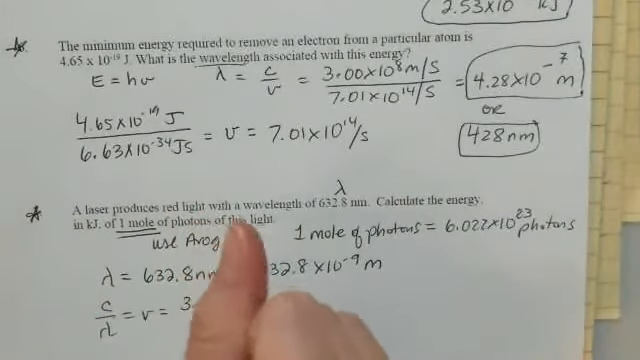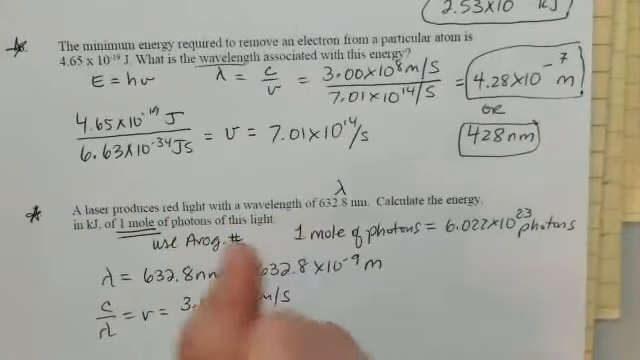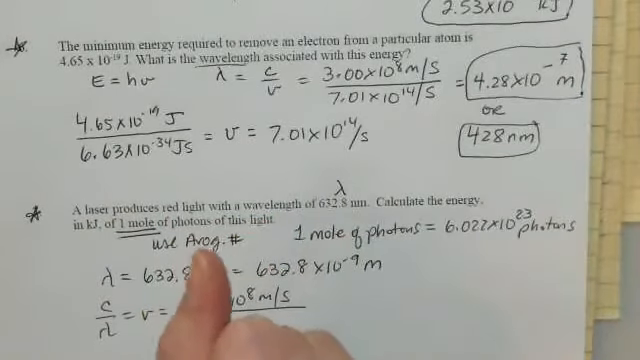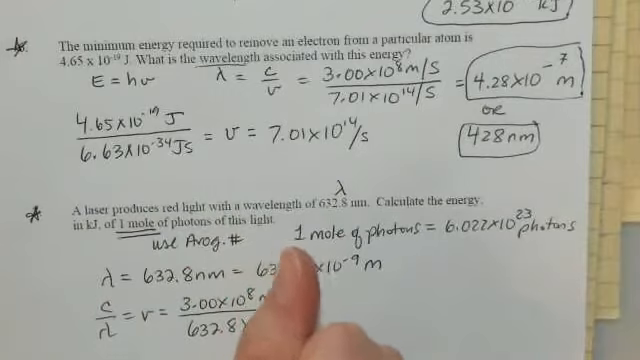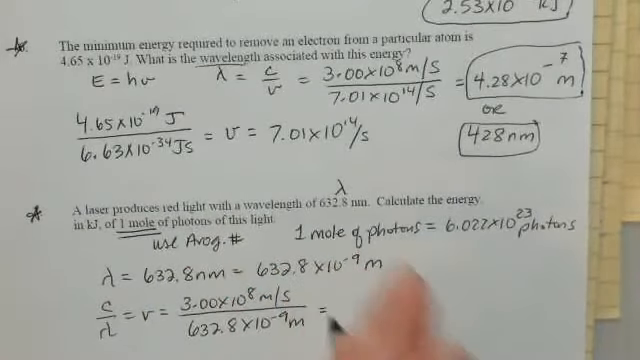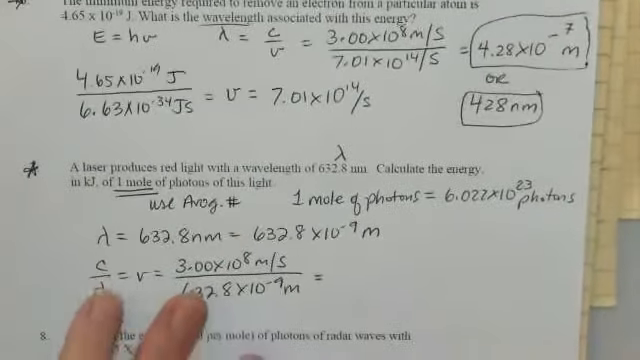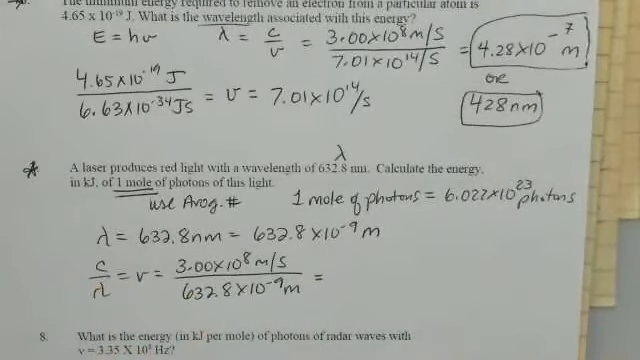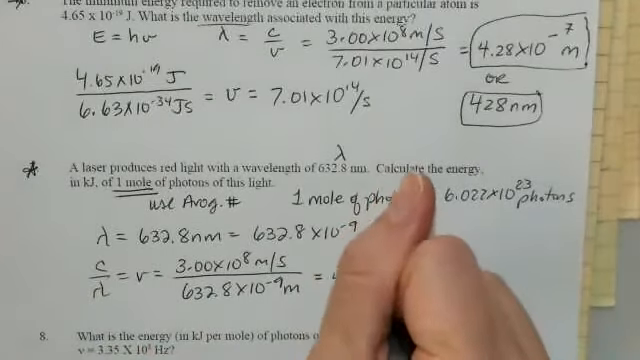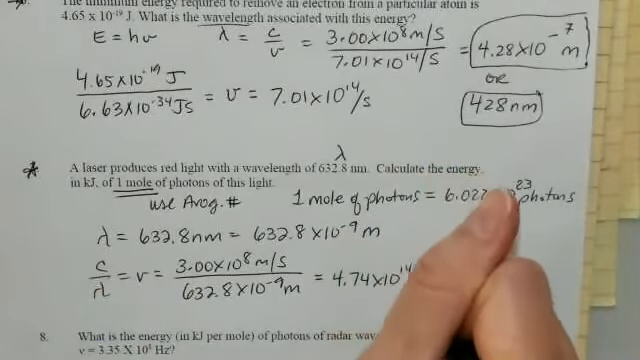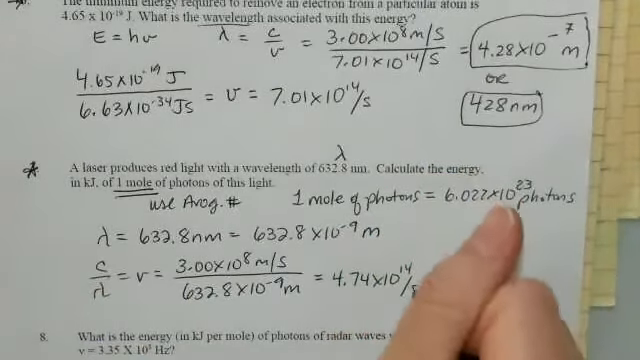So 3 times 10 to the 8 meters per second divided by 632.8 times 10 to the negative 9 meters. All right, so this will give me my frequency. So 3 times 10 to the 8 divided by 632.8 times 10 to the negative 9. So I get 4.74 times 10 to the positive 14 per second.